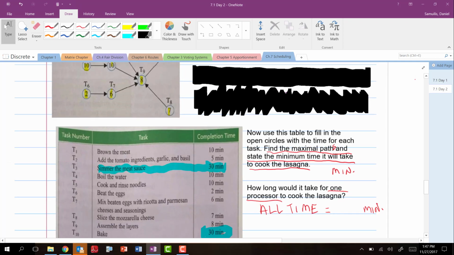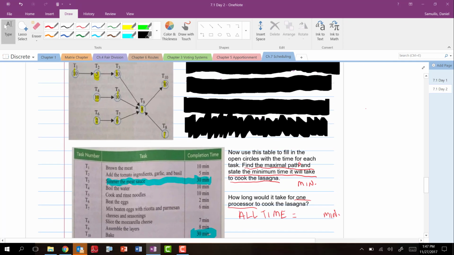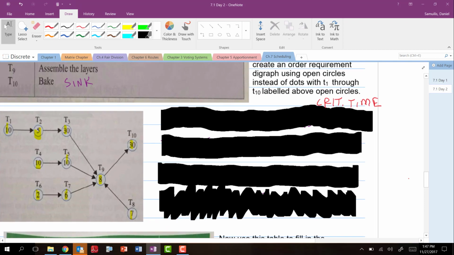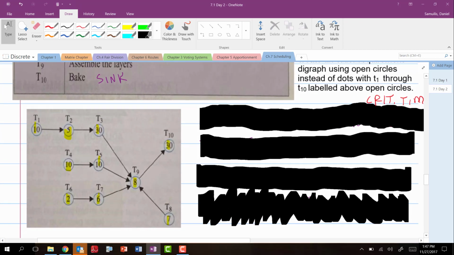So I had this down here. How long would it take for one processor? I think it was 118. Did anyone do it? Did you add it up? Nice. So one person, 118.